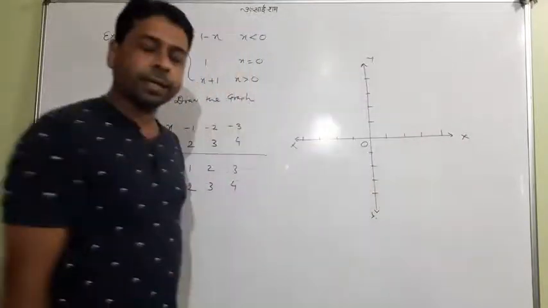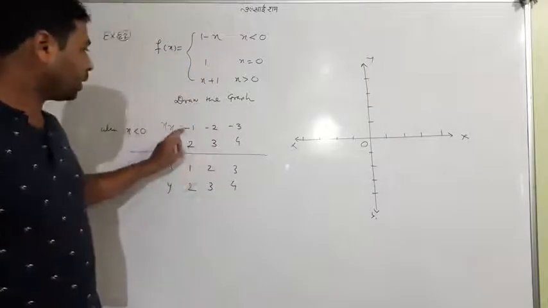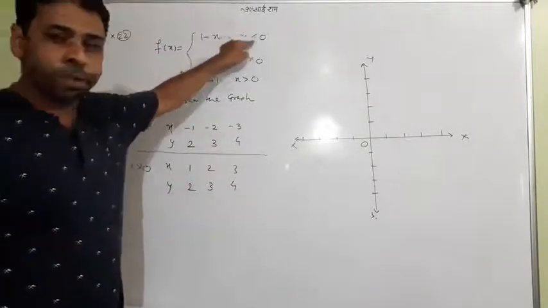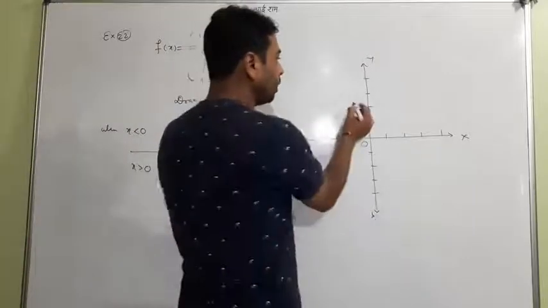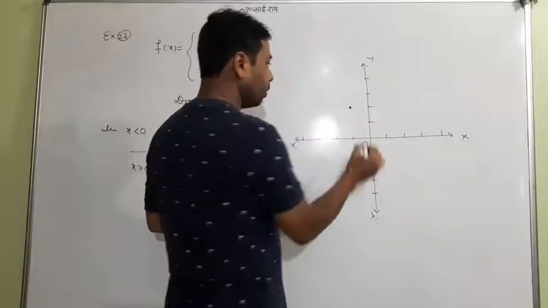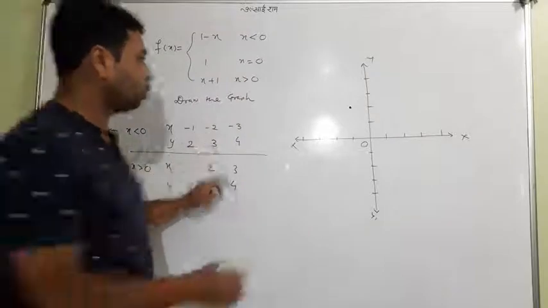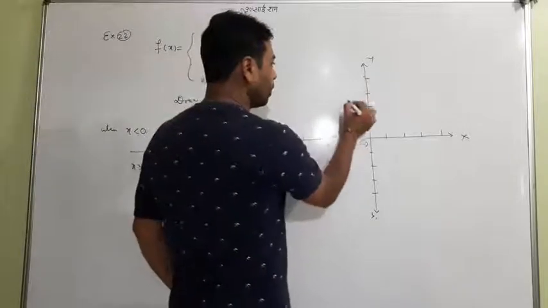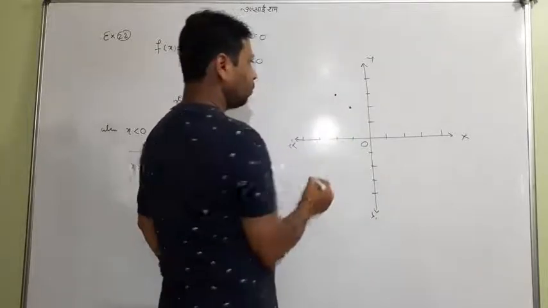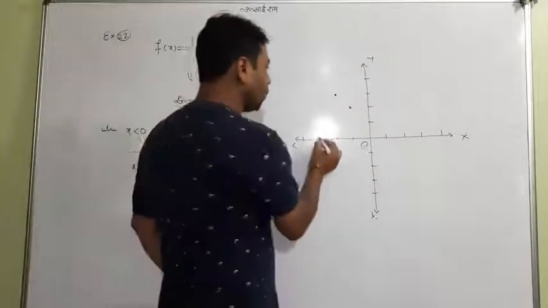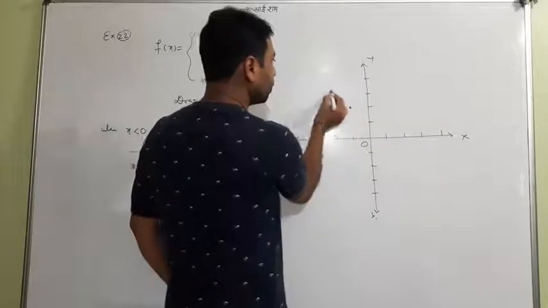This is a simple axis. For x equal to minus 1, y equal to 2, meaning this point is coming here. X equal to minus 2, y equal to 3, meaning this point is here. Next, x equal to minus 3, y equal to 4, this point is here.